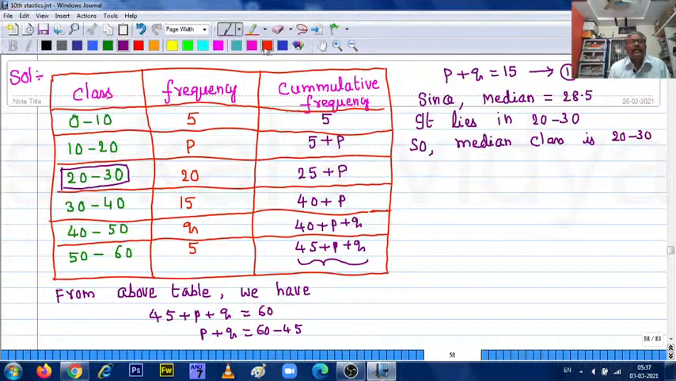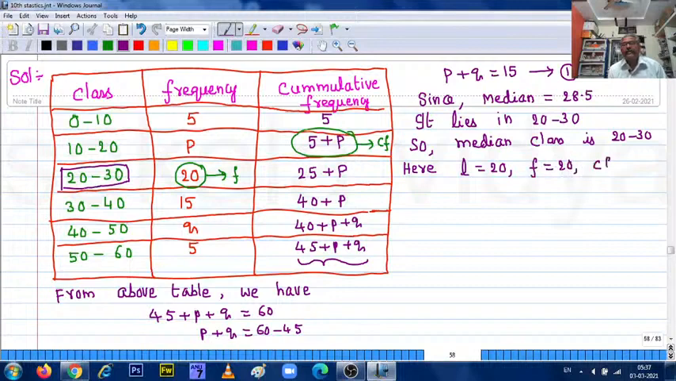As we know the median class, you remember one thing. This is the f, and this will be the cumulative frequency, CF. Okay, let us write the values now. Here L is 20, f is also 20, CF is equal to 5 plus P, and next we need the h value. h is equal to 30 minus 20, that is 10.